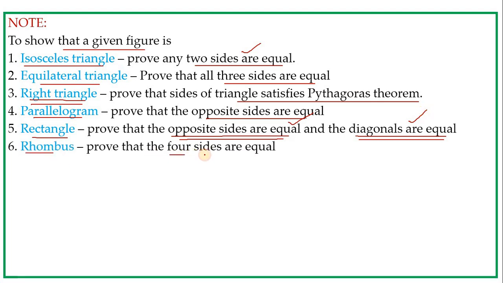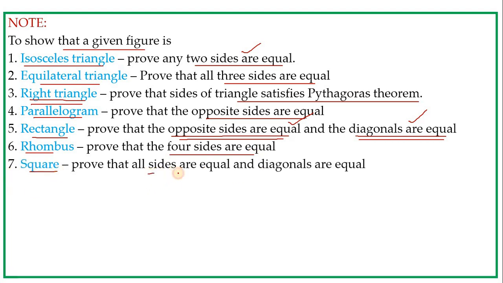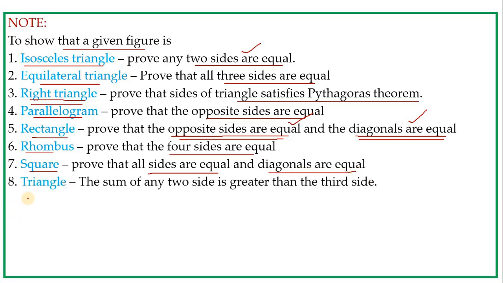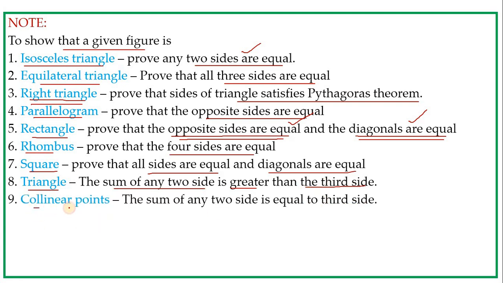To show a rhombus, we have to show all sides are equal. And to show a square, we have to show that all sides are equal as well as diagonals are equal. To show a triangle, we have to show that the sum of any two sides is greater than the third side. And the last one, to show collinear points, we have to show that the sum of any two sides must be equal to the third side. See, to show a triangle, the sum of any two sides must be greater than the third side. And to show collinear points, the sum of any two sides must be equal to the third side.